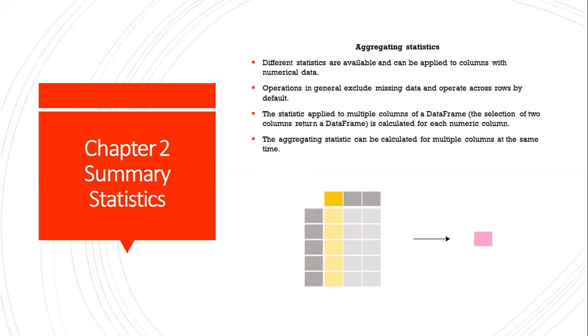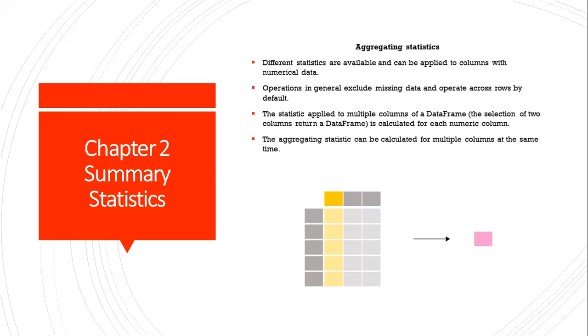Now we'll discuss chapter 2, summary statistics, aggregating statistics. Different statistics are available and can be applied to columns with numerical data. Operations in general exclude missing data and operate across rows by default.